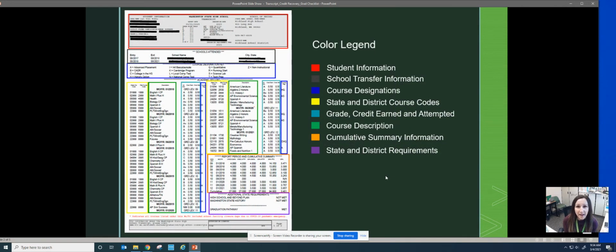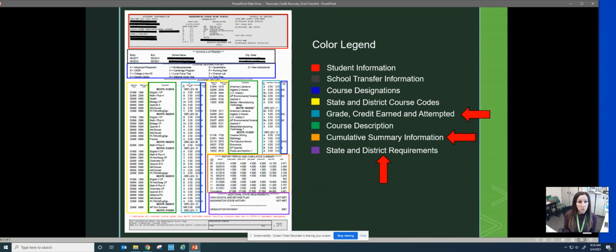At this point in time, you all should have a copy of your transcript, and this is what it looks like when we're nearing completion of your senior year. There are tons of parts to it, but today I'm going to specifically talk about your grade, credit earned, and credit attempted, your cumulative summary, and the state and district requirements.